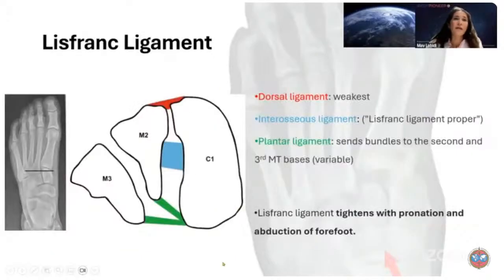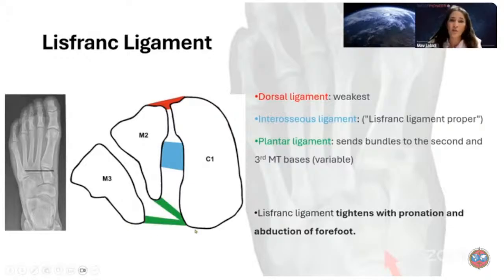Now, going on to the Lisfranc ligament. On this slide, the Lisfranc ligament is really the one in the middle, the blue one, defined as the interosseous ligament, and that is the proprius, the proper Lisfranc ligament. The other one is the dorsal ligament, which was earlier known as one of the weakest, but recent studies think that is not true. It seems it does have quite some strength.